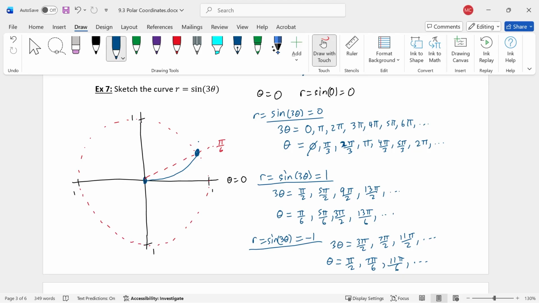And now, let's see, where was I? We went out to 1. Oh, when do we get 0 again? Well, we get 0 back at pi over 3. So we'll draw our angle pi over 3 here.